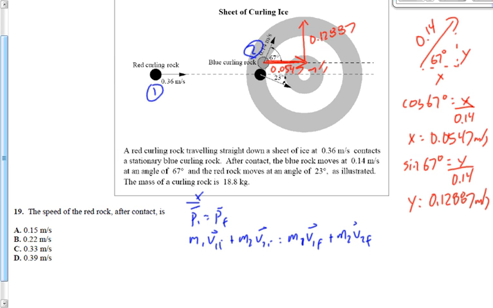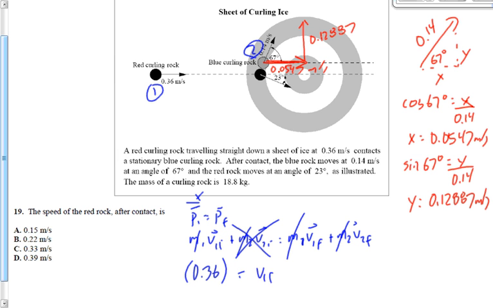Okay, so we can cancel out all the masses. What else are we saying, Parker? Good. V2i is 0, so we can scratch that out. The initial momentum of that one is 0. That leaves us a V1i, 0.36, equals V1f. V1f. We don't know what that is, do we?